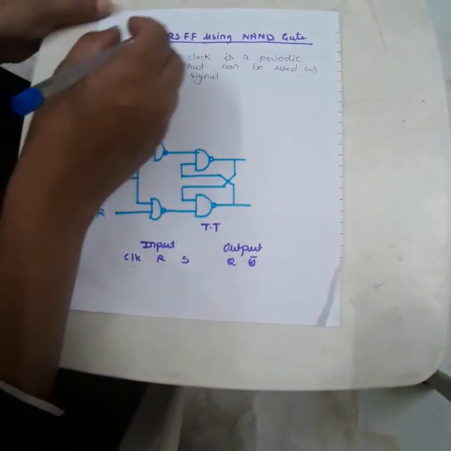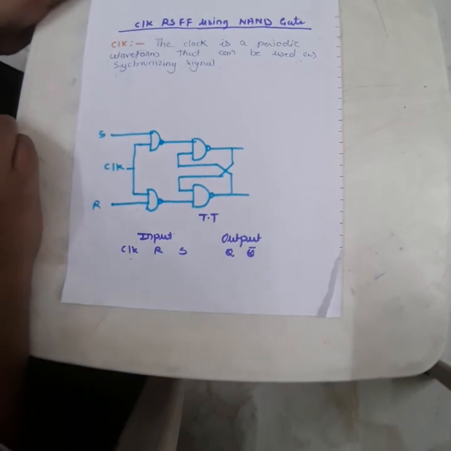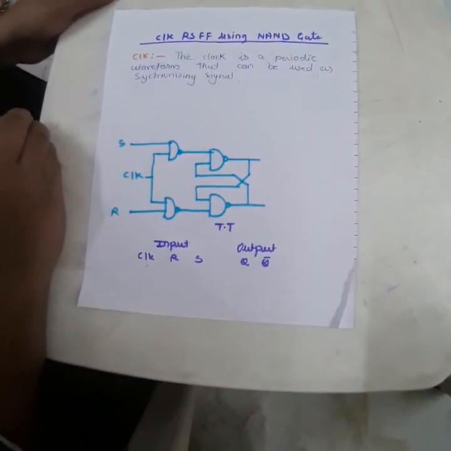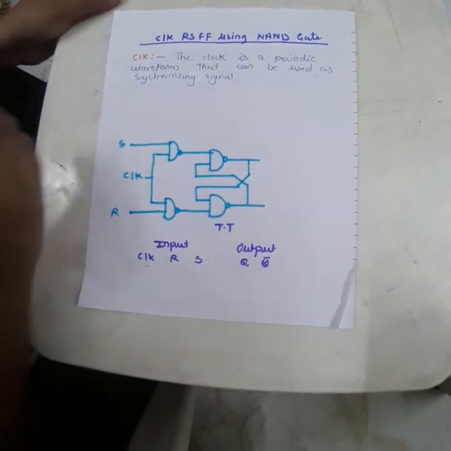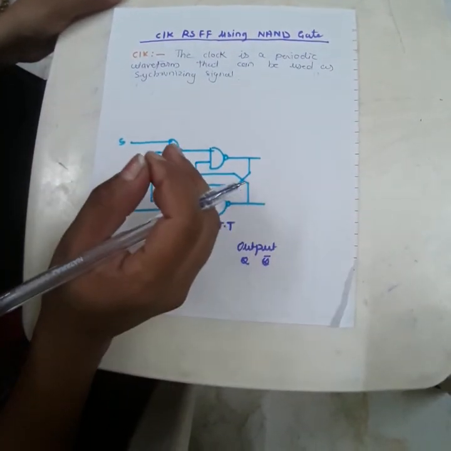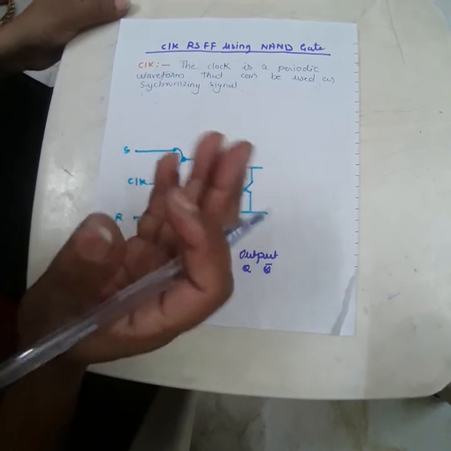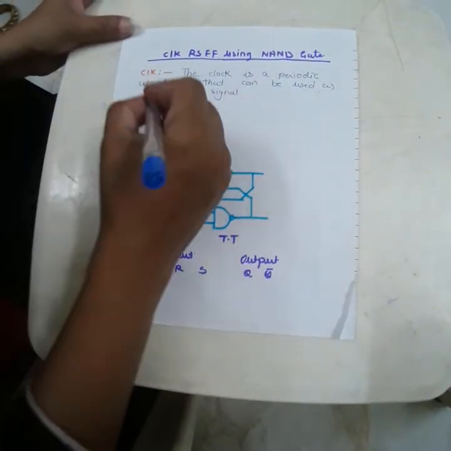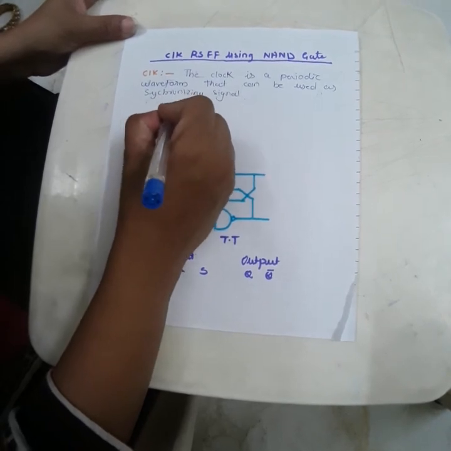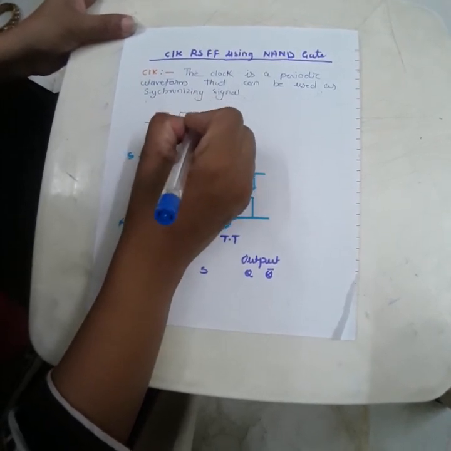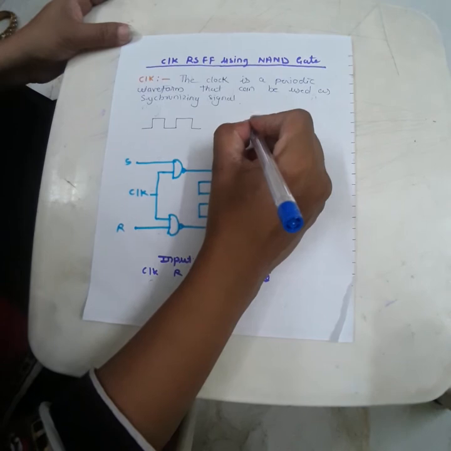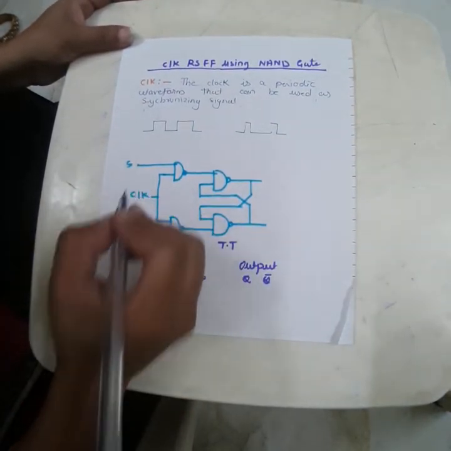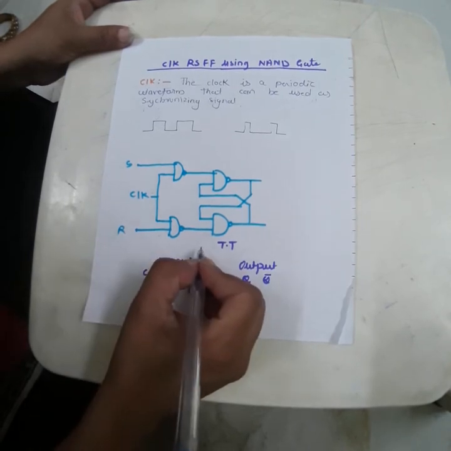Now we will see the clocked RS flip-flop using NAND gate. First of all, what is the clock? Clock is a periodic waveform that can be used to synchronize a circuit. That is, it is used to trigger the circuit. That's why we use the clock. The clock is a square wave. The square wave may be symmetrical or asymmetrical. Symmetrical means the on and off times of the square wave are the same, and asymmetrical means the on and off times are different.